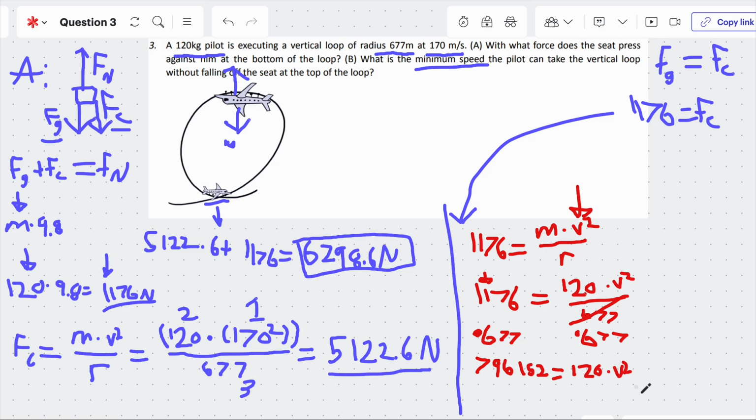Okay, so now from here, that 120 is kind of getting in the way. That's going to be our next step. This 120 is multiplying our v squared. So to undo multiplication, we do division. We're going to divide both sides by 120. I'm going to go back up here. Okay, so we want to divide our 796,152 by 120.